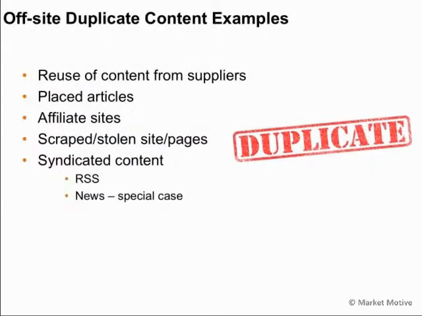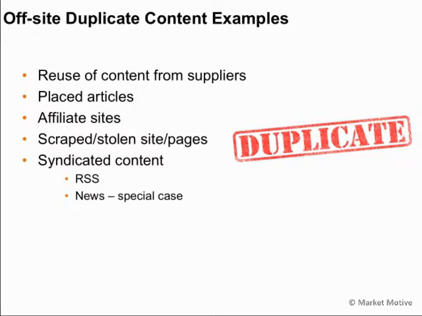So let's talk about some off-site duplicate content examples and how to fix them. I mentioned if you're manufacturing, your suppliers duplicate your content on their website, your product specifications or descriptions. If you write an article and someone wants to put it on their site, if affiliate sites are writing about your product, if your content's just being stolen or scraped and repurposed elsewhere or syndicated through RSS.